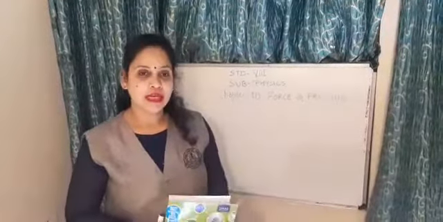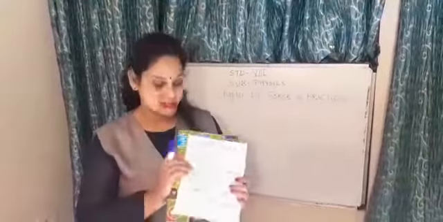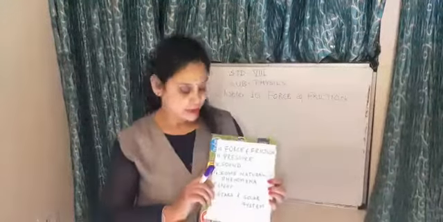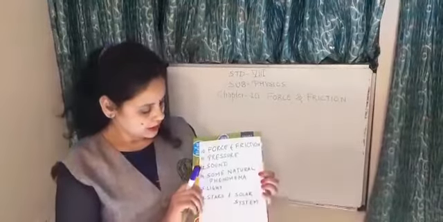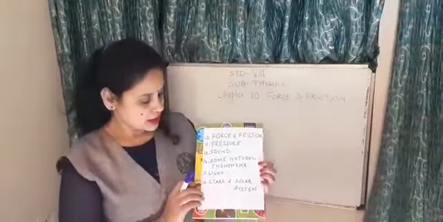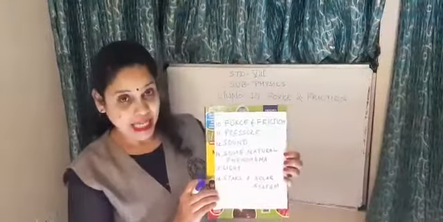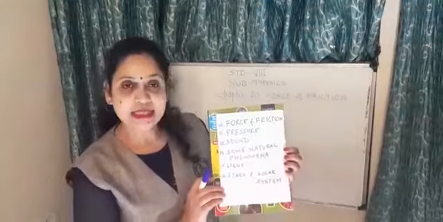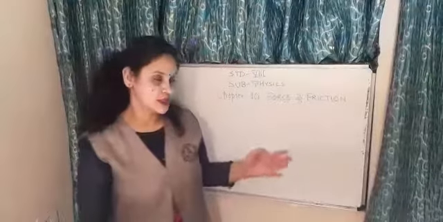First of all, I'll tell you that again this year also we are using the same book, Oxford New Science in Everyday Life. And the syllabus for physics is this. We'll start with chapter 10, Force and Friction, chapter 11, Pressure, chapter 12, Sound, chapter 14, Some Natural Phenomena, chapter 15, Light, and chapter 16, Stars and Solar System. We will start first with the chapter Force.